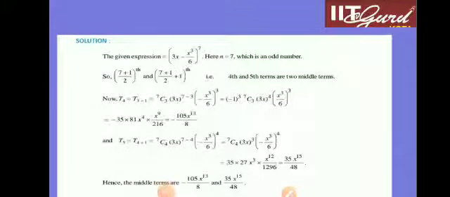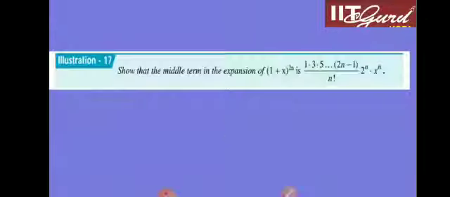Check the solution. Here n equals 7, so there is an even number of terms, and there will be 2 middle terms. The terms will be (7+1)/2 and (7+1)/2 + 1, or you can also say (7+3)/2. So the terms will be the 4th and 5th. So the 4th term and 5th term you can solve. Okay, the next question.